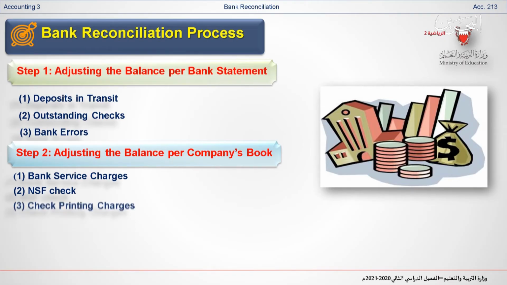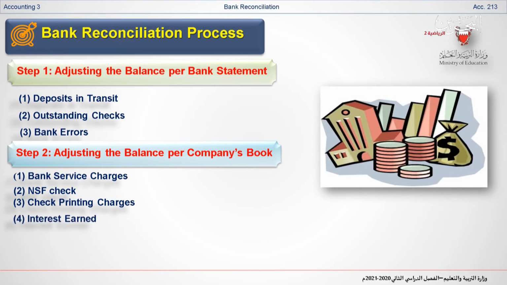Number 3, check printing charges. A fee for the printing of checks ordered by a company. The amount is deducted automatically from a company's checking account by the company that printed the checks. There will be a deduction to the company's cash account.